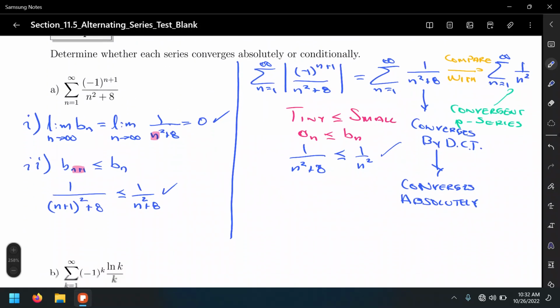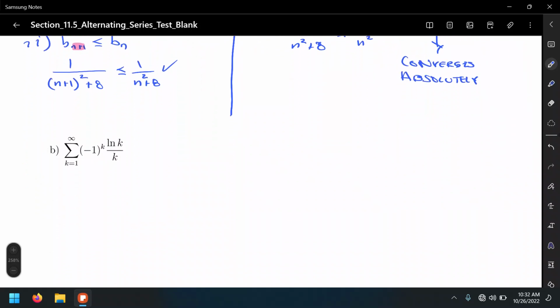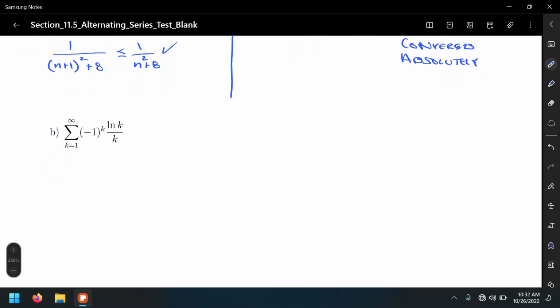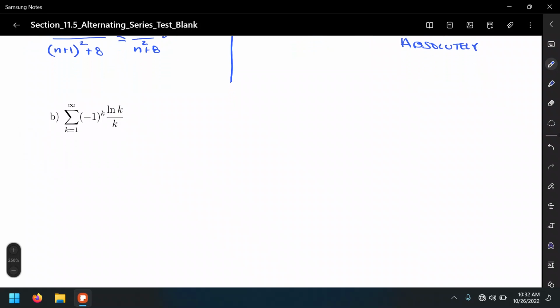So, letter B, sigma k equals 1 to infinity of (-1)^k ln of k over k. So number one, let's check the conditions for convergence. So that is the limit of b sub n, or rather in this case I should change to b sub k, as k approaches infinity, because we're using letter k. So that's the limit of ln of k over k as k approaches infinity.